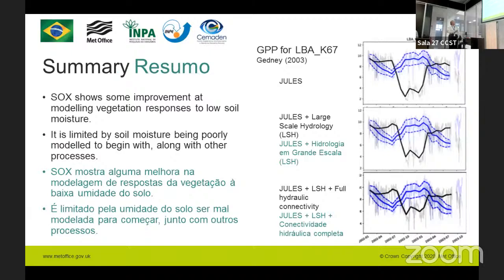So in summary, my initial results are that SOX shows some improvement in modelling vegetation responses to low soil moisture, but it's limited by soil moisture being poorly modelled to begin with. While for other processes, for GPP, it seems more likely that modelling shortwave radiation needs improving in order to improve the actual seasonality.